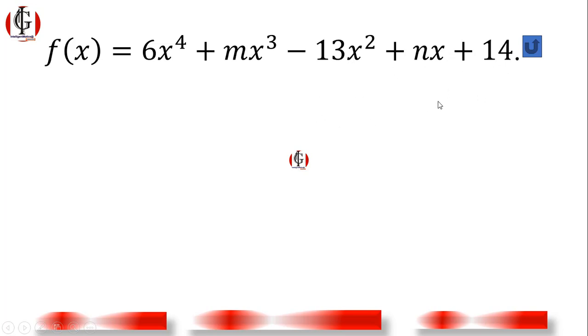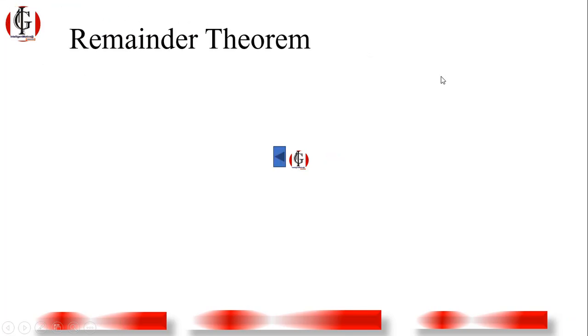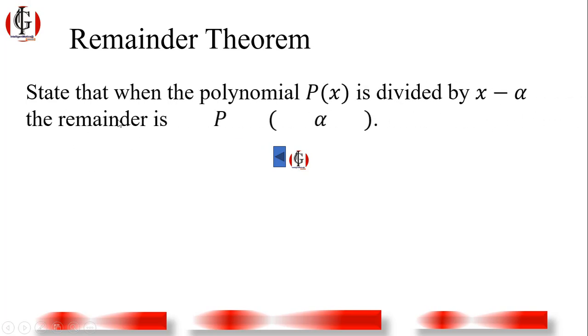So let's check the remainder theorem. The remainder theorem states that when the polynomial p of x is divided by x minus alpha, the remainder is p of alpha. Let's look at a sample that justifies this.